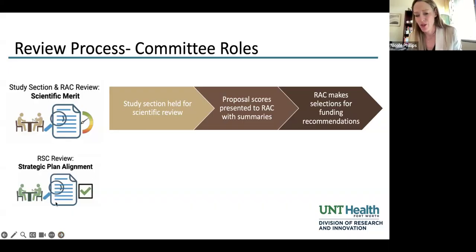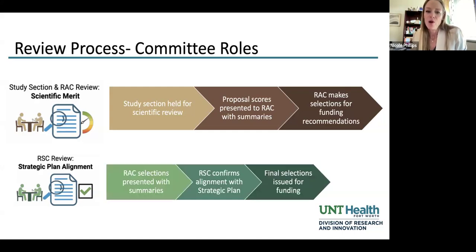The second phase is the RSC strategic plan alignment check. This is a committee that will look at the selections from RAC, including brief summaries from the study section and the RAC's recommendation. They'll confirm that these projects that are recommended for funding align with strategic plans of both the division and of the institution level initiatives and strategy. And then they'll make their final selections for issuing awards and funding.